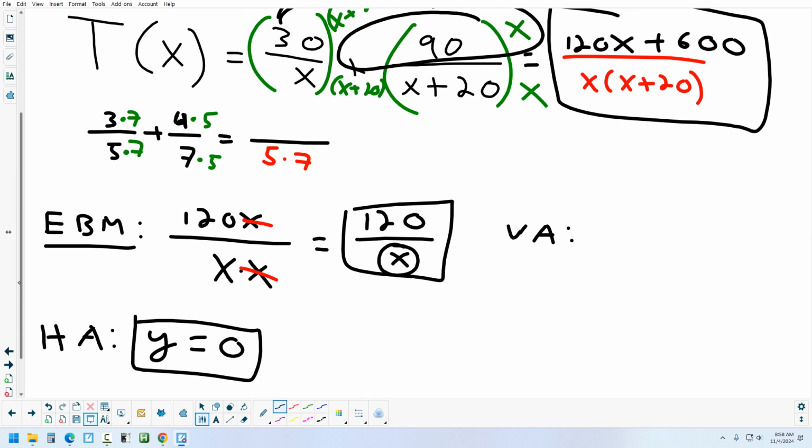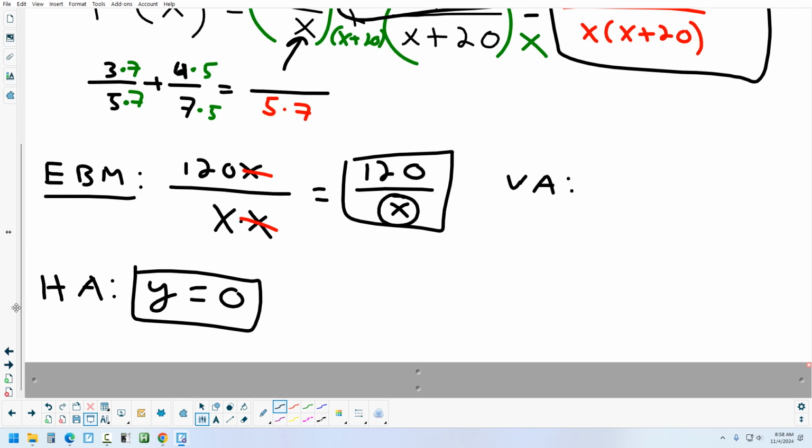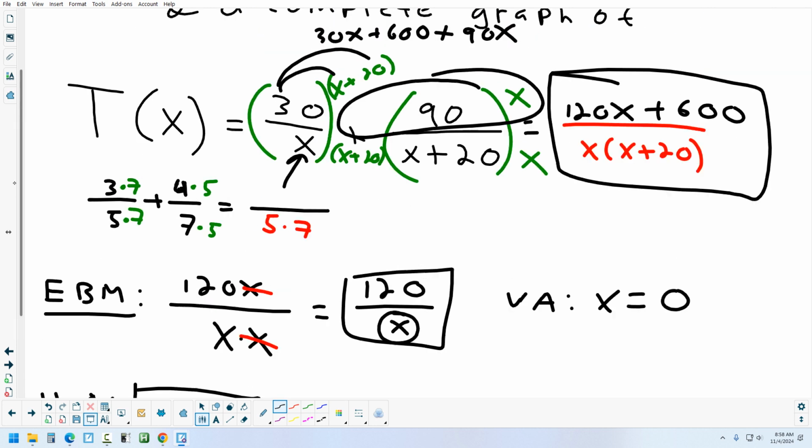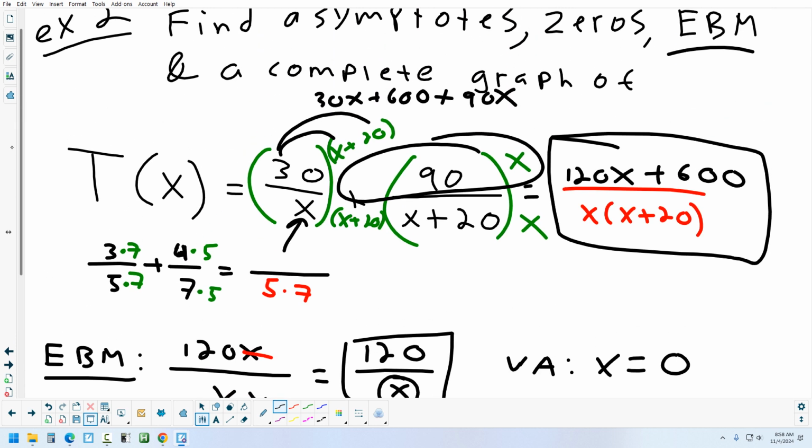0, yes. If you plug in 0 right there, it causes you to divide by 0. Somebody remind me again, how do we write a vertical asymptote? X equals. X equals, first one is 0. How about another number you could plug into the denominator and you divide by 0?